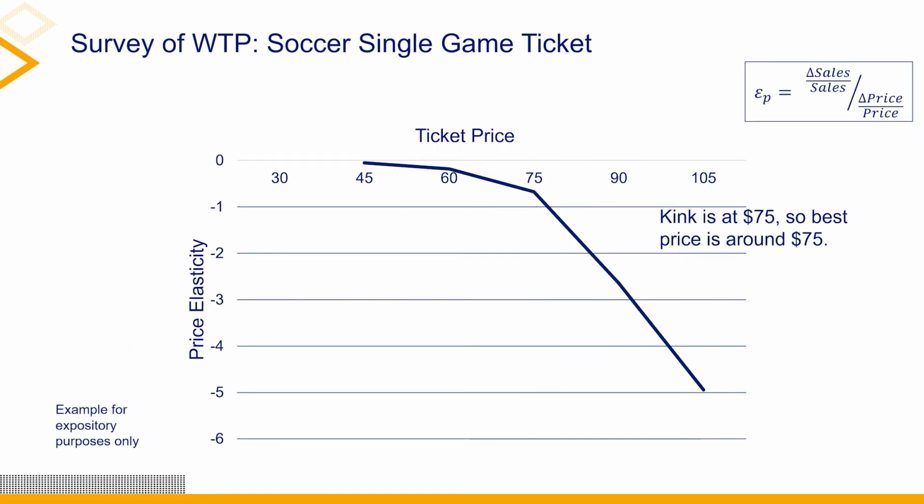The same data can be used to calculate arc elasticities at each subsequent pairs of prices. These are plotted here. You can see that the curve is relatively flat for prices below $75. So if you're going to charge $60, you might as well charge $75. After $75, the slope drops off considerably, so $75 is roughly the price to charge.